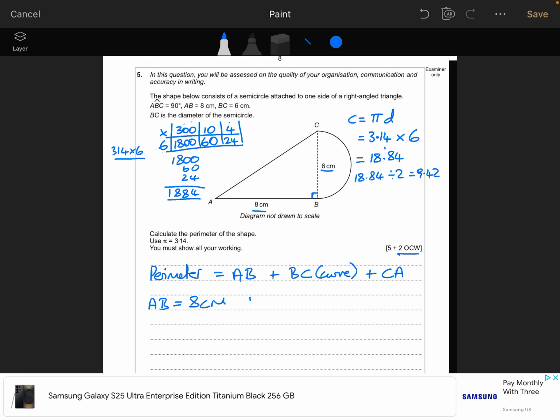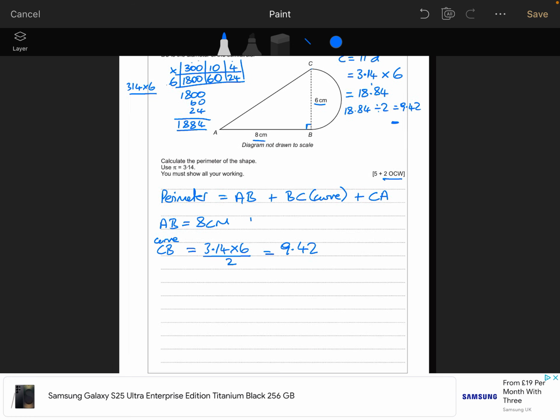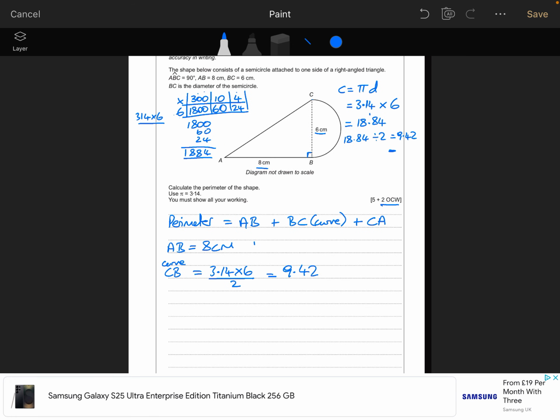And now we're trying to work out what CB curve is. The curve CB is equal to 3.14 times 6, and we've divided it by 2, so that we worked out to be 9.42. We've shown the working there. As long as I've shown it and explained in my working what I'm doing, I should be okay. And we've got to remember that that's in centimeters. It's important to show the units there.